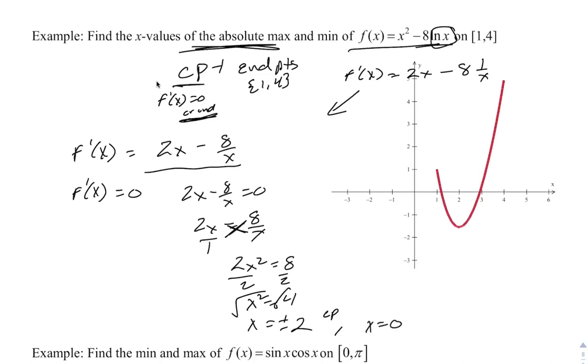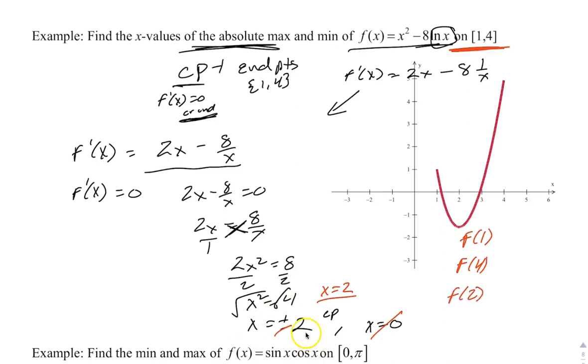Now here's the thing. Remember what I said earlier? Look at your domain. 1 to 4. Of all these critical points I found, only one of them actually fits. Right? Only one of those actually fits in the domain 1 to 4. And that would be positive 2. 0 doesn't fit. Negative 2 doesn't fit. Just 2. So all the ones I'm going to check are my endpoints, f of 1, f of 4, and then my critical point, which happens to be x equals 2. Only critical point that's in the domain.